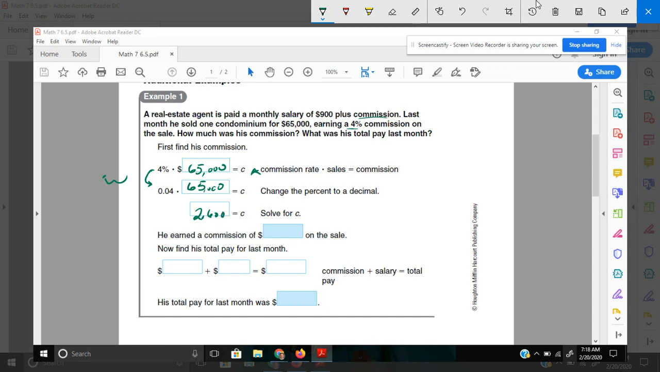Wow, that's a nice little commission, and that's just off of a condominium totaling $65,000. Homes these days, I'd say your average home is going for $200,000. So imagine making 4% on that. That's a lot more money. He earned a commission of $2,600 on the sale. His pay for last month would be his commission, the $2,600 he made from selling the condominium, plus his base salary of $900. He made $3,500 last month, which is really nice, a good amount of money.